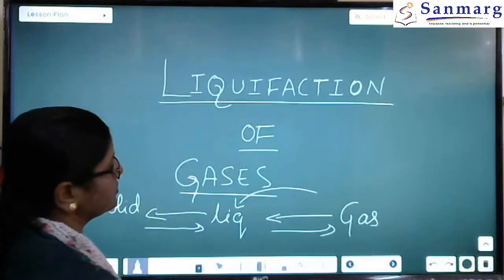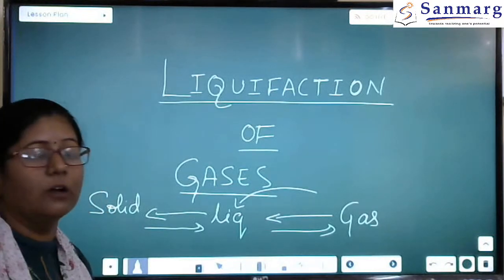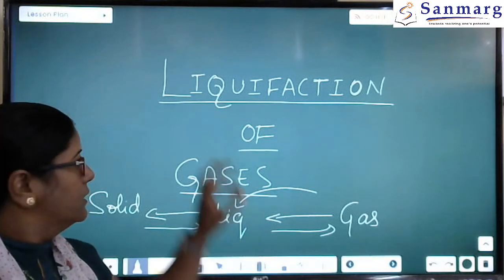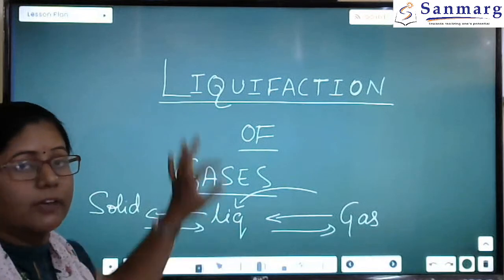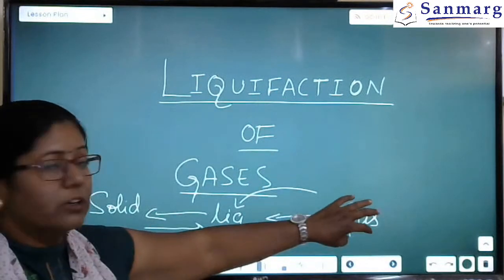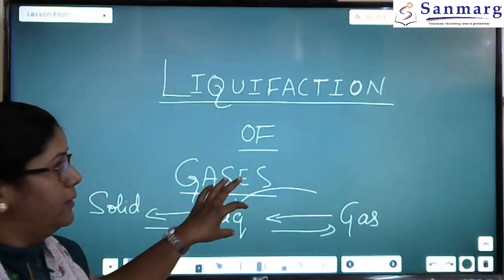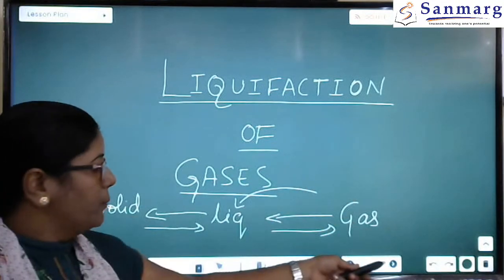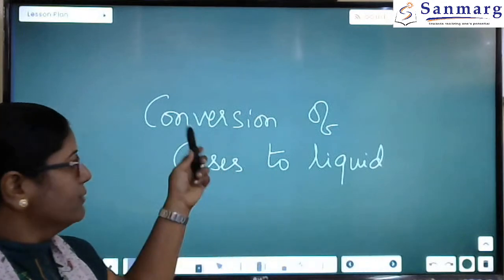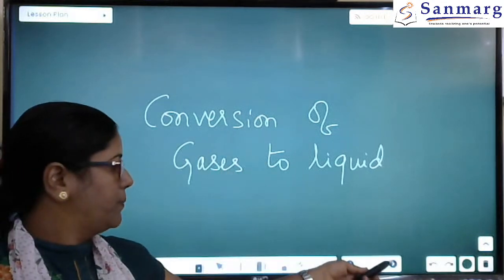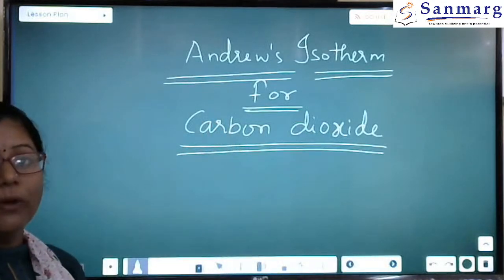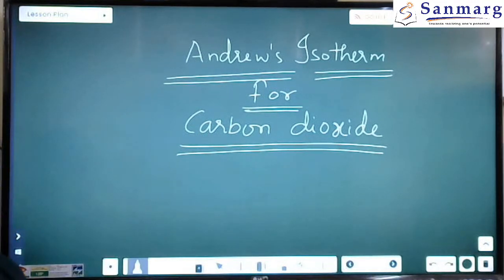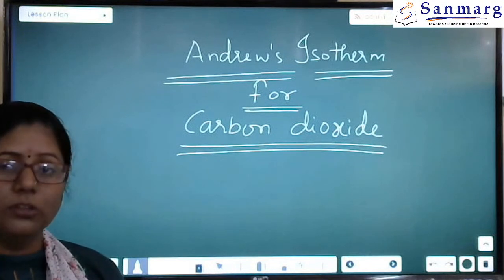So that we are going to discuss now. The last part, the last concept of states of matter. See, liquefaction of gases. Liquefaction of gases means conversion of gas into liquid. So, by taking one example, conversion of gas into liquid. This was first done by a scientist called Andrew, taking isotherms.